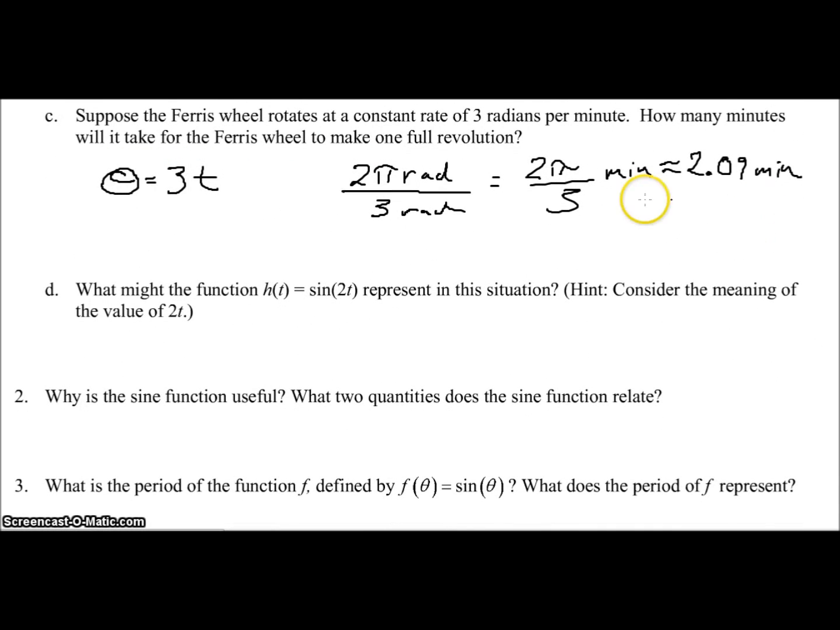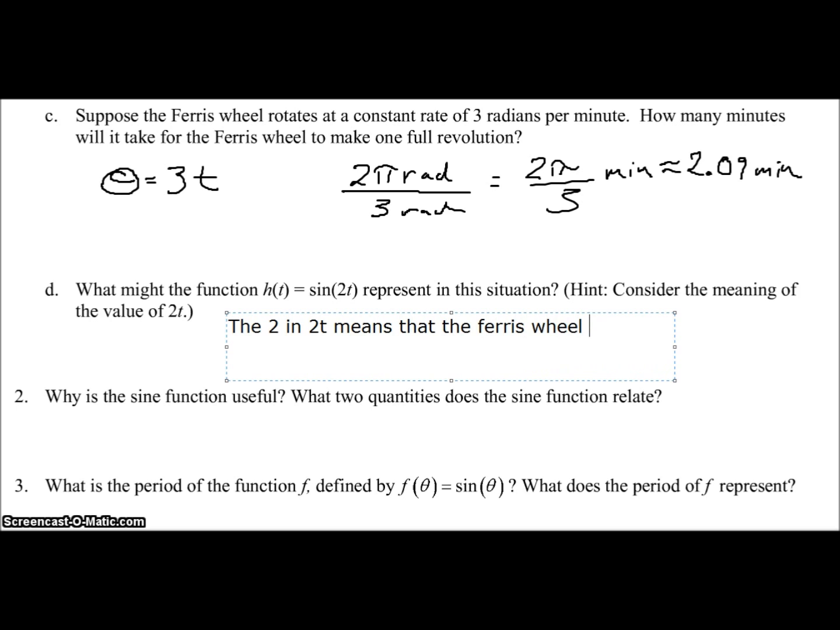What might the function h of t equals sine of 2t represent in the situation? Well, we know that we have to input a value of radians into the sine function. So the 2 in the 2t means that the Ferris wheel would travel through 2 radians each minute.